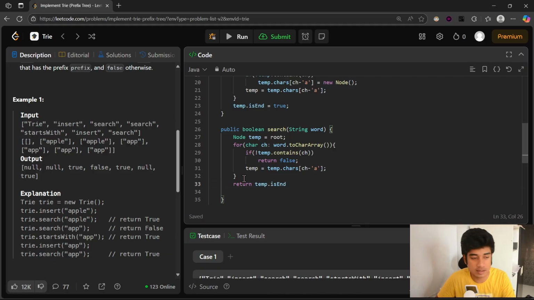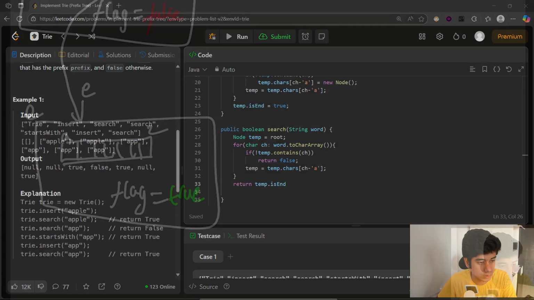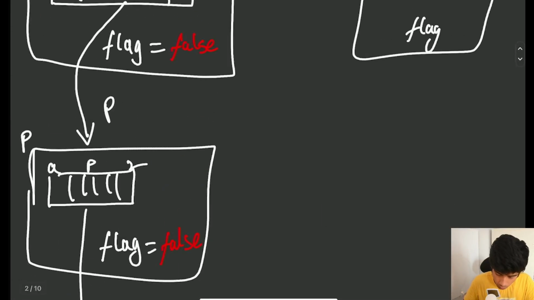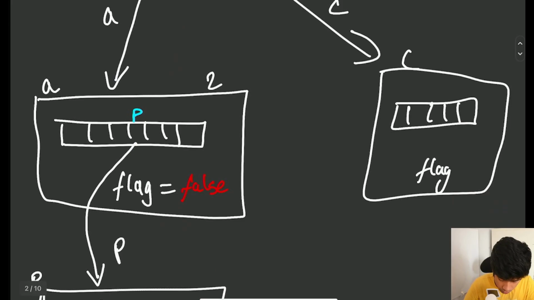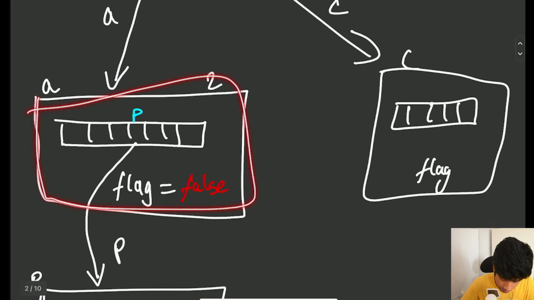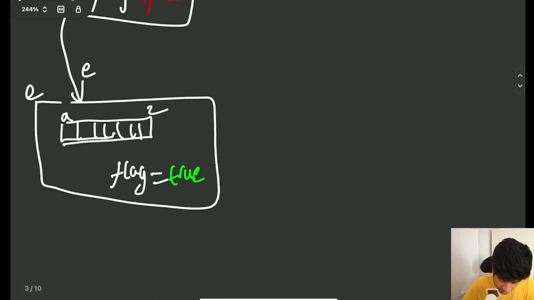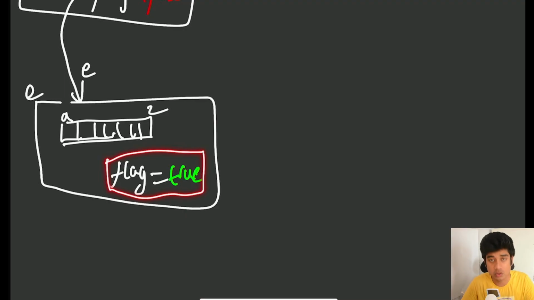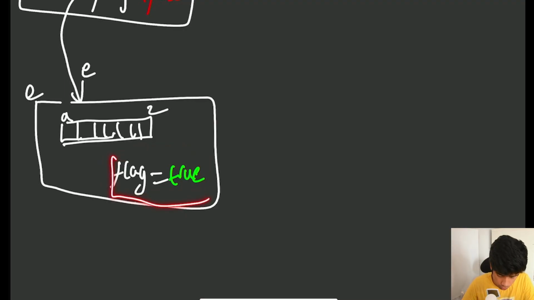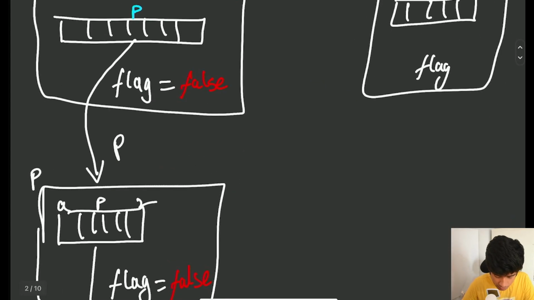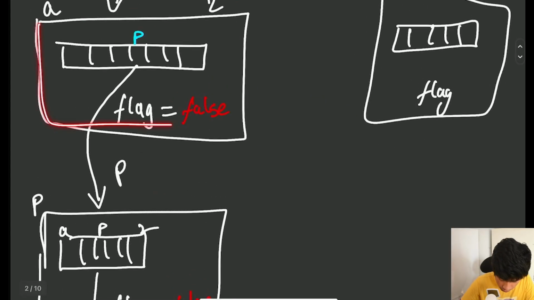So what happens in this case is, when we're searching for apple, you can see it goes apple, it goes down, and then finally reaches E. Now we process the whole word. Now I'll check whether the flag is true or not. The flag is true, so hence the word exists. So return true.